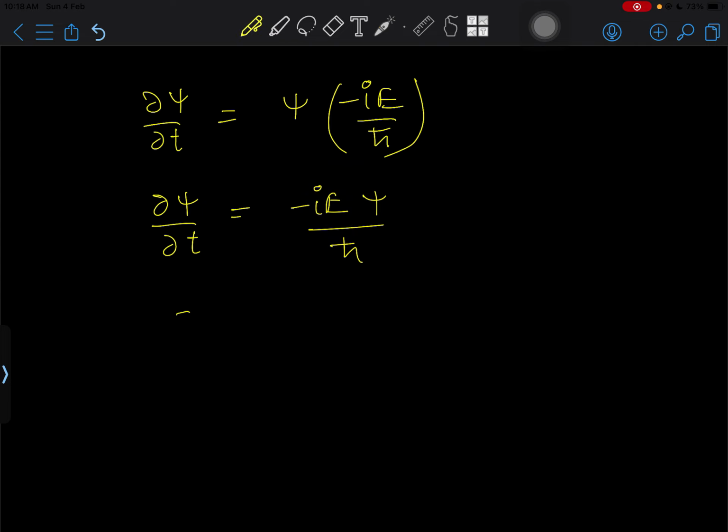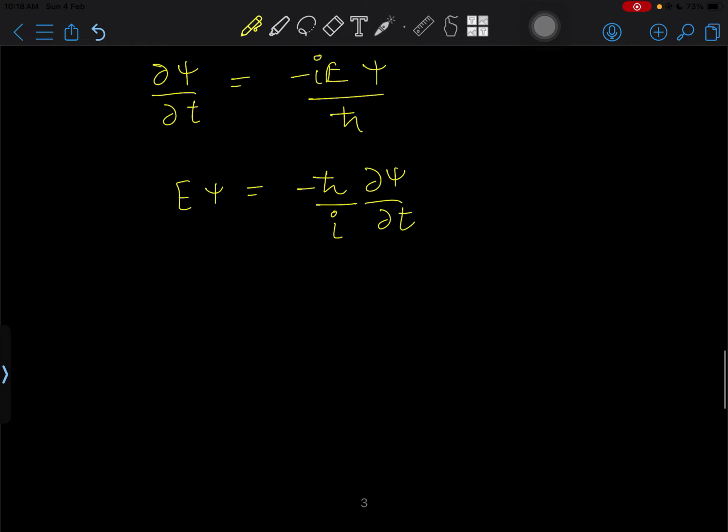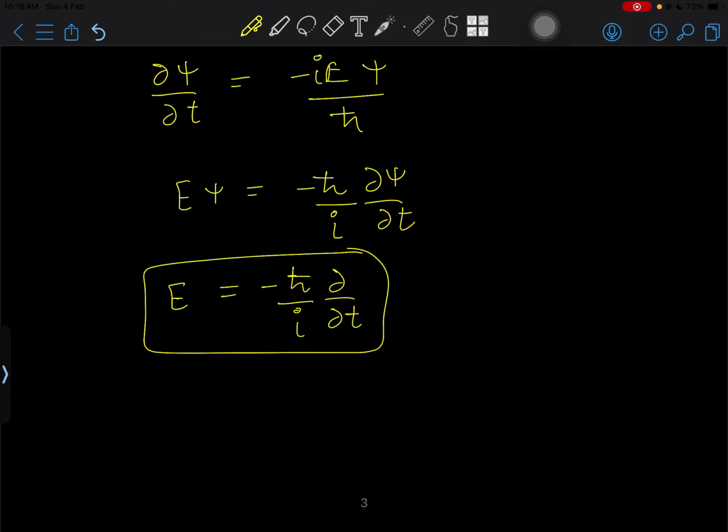So Eψ is equal to minus ħ upon i, ħ upon i ∂ψ over ∂t. And if we talk about the energy operator alone, we get minus ħ upon i ∂ over ∂t, as the ψ and ψ cancel here. So this is about the energy operator.